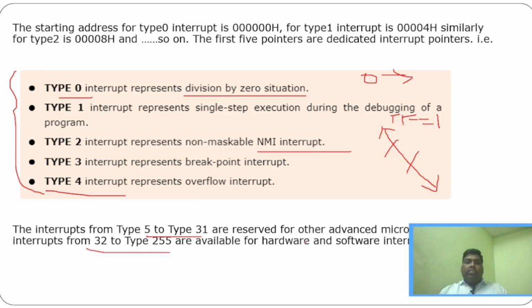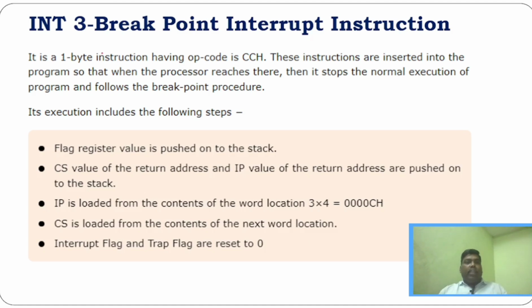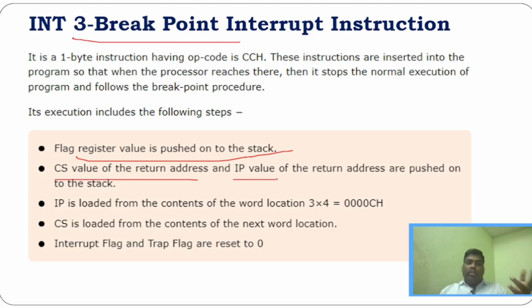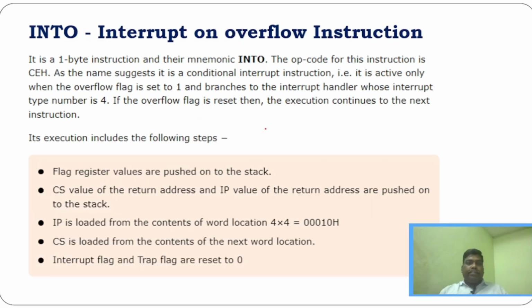And for all these interrupts, the same steps are followed. For example, the break 3 interrupt. I have already explained what the break 3 interrupt is, and you can see it follows the same steps. The flag register is pushed to the stack. Similarly, the CS value and IP value of the next instruction are pushed to the stack. The IP and CS of the ISR will be loaded. Since here it is type 3, it is 3 into 4, that is the memory location in hexadecimal. And it will also reset the interrupt flag and trap flag.